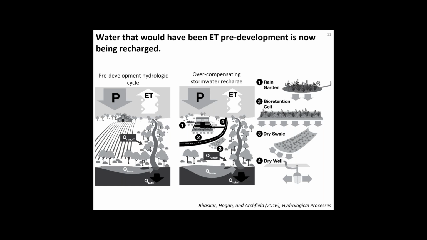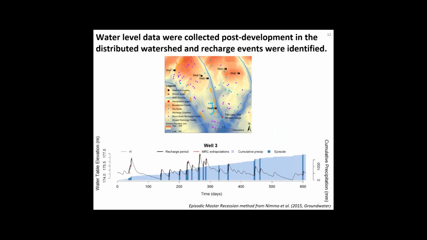So I'm going to talk about some of the well hydrograph data that we've collected in this watershed. This was collected only in the distributed watershed and all post-development. And so here we are looking at recharge events. And in the bottom, this is a method developed by John Nimmo and others to look at episodic master recessions to pull out from a well hydrograph record. This is just an example from this one well, well 3 up here.